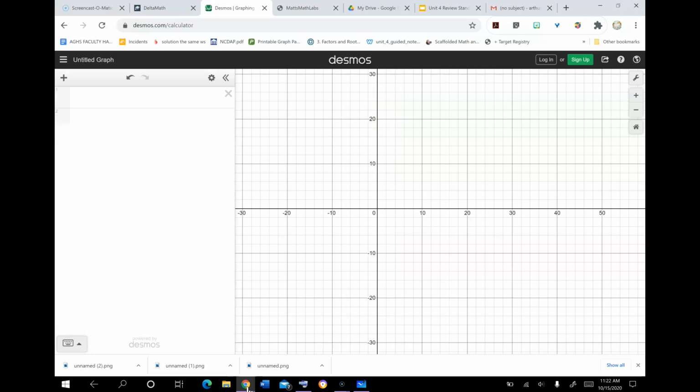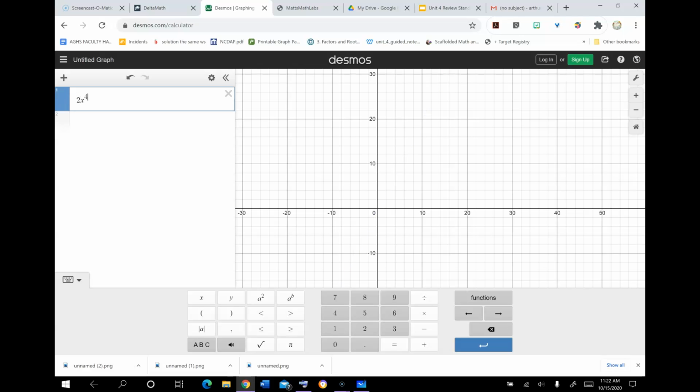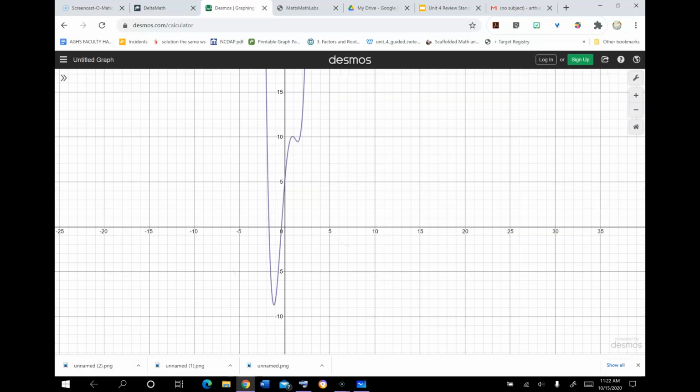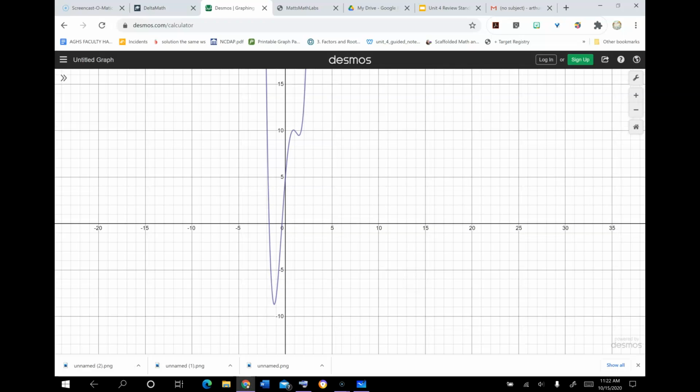All right, so this one is going to be 2x to the 4th, minus 3x cubed, and then minus 6x squared, plus 12x, plus 5. Okay? All right, so here's our graph. I'm going to zoom in a little bit. The first one asked about your relative maxes. Your maxes are where your humps are. Again, it looks like I only have one hump, so that's my max.